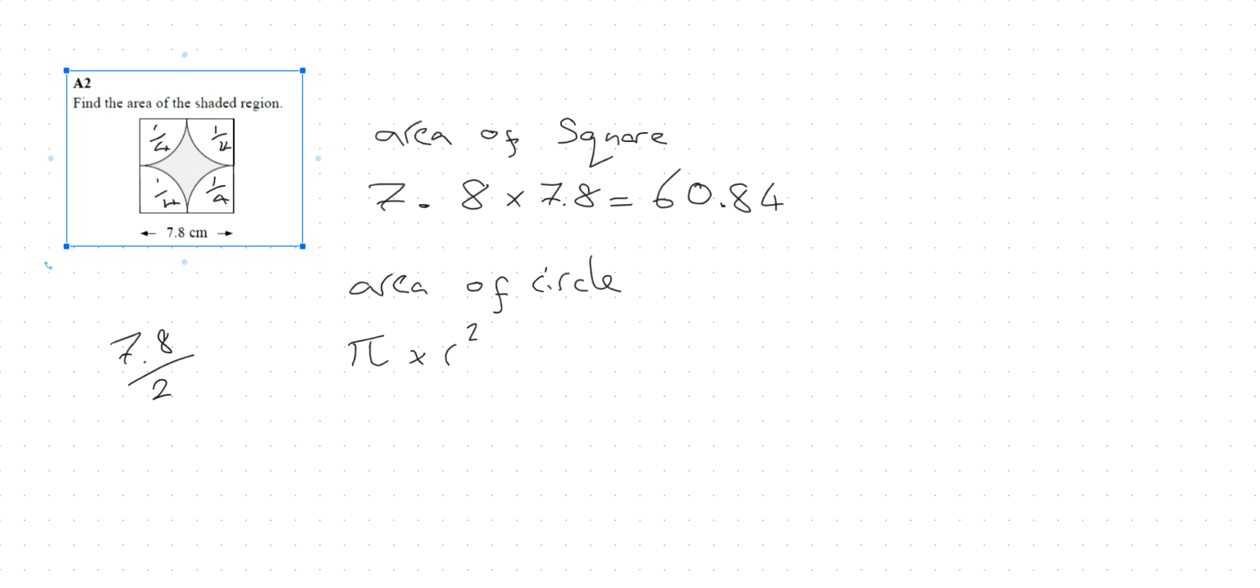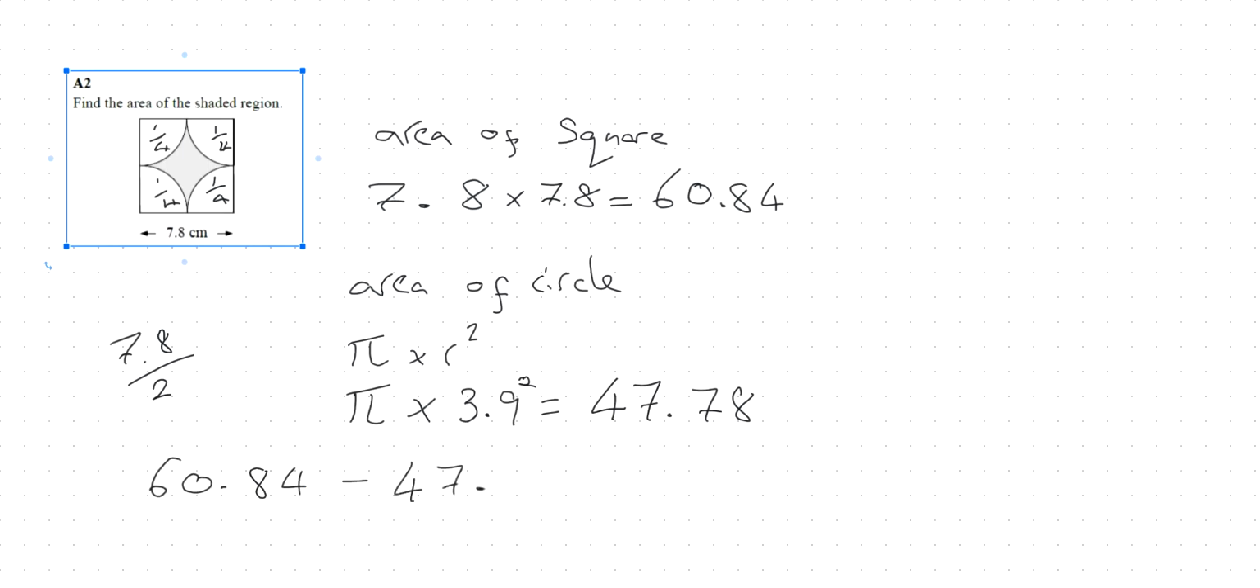So pi multiplied by 3.9 squared. Square my answer, multiplied by pi, gives me, to 2dp again, 47.78. And the process again is I want to take that circle out to find what's left. So area of the square, subtract the area of that circle, gives me that shaded region. So 60.84 subtract 47.78 gives me an answer of 13.06 centimeters squared for that region.